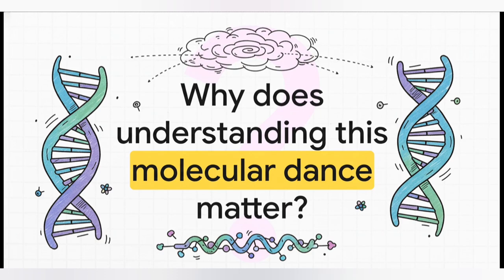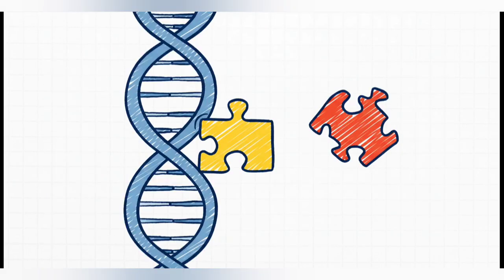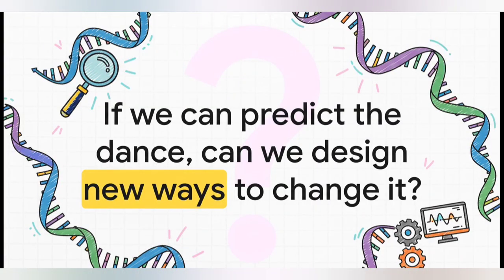But why does understanding this incredibly detailed molecular dance actually matter in the real world? Well, it comes down to one of the most fundamental rules in all of biology. Shape determines function. A molecule's 3D structure dictates what it does. So by understanding exactly how DNA twists and bends and breathes, we get a much, much deeper insight into how life itself works, from how our genes get switched on and off to how vital proteins know exactly where to bind to our DNA.